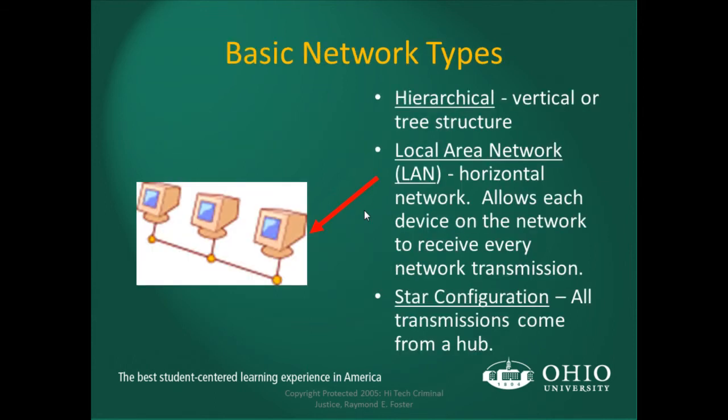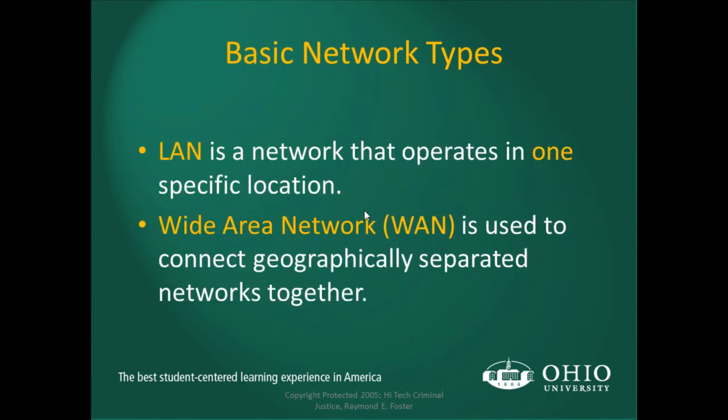The next part here that we talk about is the structure of networks and the type of networks. It's important to understand a local area network is going to be more of a horizontal network or a flat network that allows devices to receive network transmissions. Local area networks are in the same geographic area. So within a building, you may have a local area network, or within a couple buildings next door that are connected. So a LAN operates in one specific location.